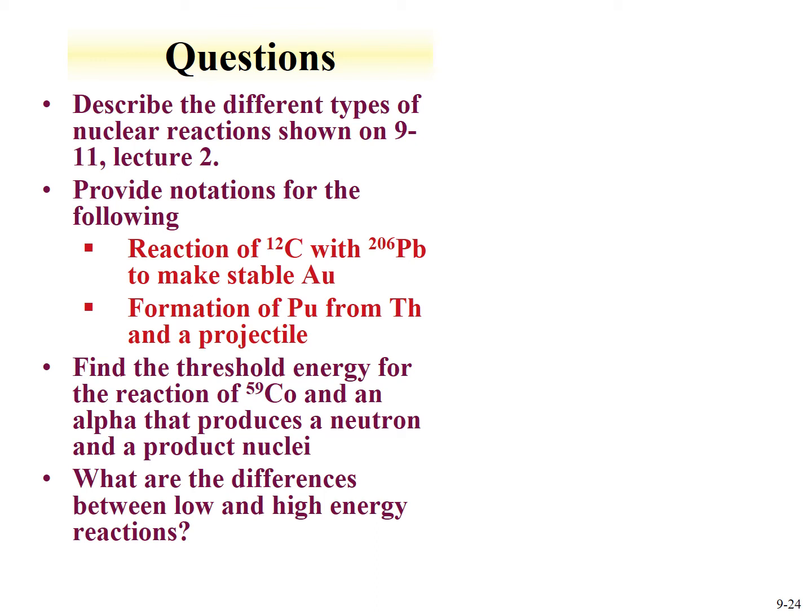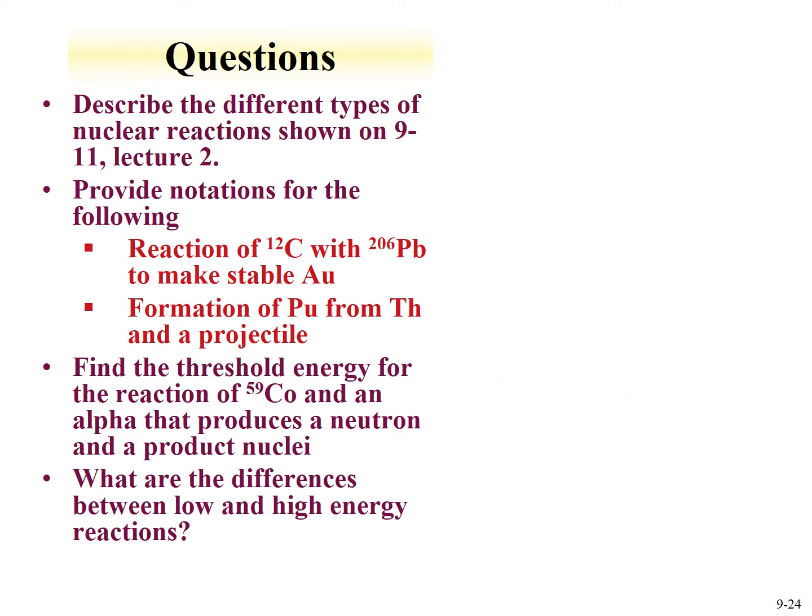As an example shown here, find the threshold energy for a reaction of cobalt-59 and an alpha particle that produces a neutron and the product nuclei. So again, we need to start with our notation for the reaction. Cobalt-59, alpha projectile, neutron comes out. The cobalt, if we go 2Z higher than cobalt, we get to copper. And as opposed to a 4 increase, we only have 3 because one of the neutrons is also a side product. If we use the Q value calculator, we'll see that the threshold energy for this reaction is 5.4 MeV.